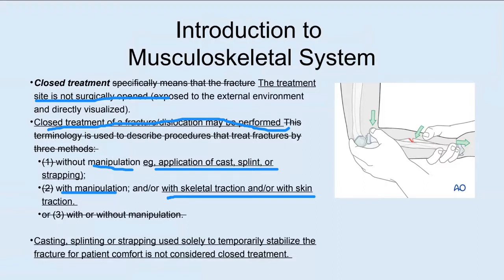Now there's another thing. This is a change, this last sentence. Casting, splinting, or strapping used solely to temporarily stabilize the fracture for patient comfort is not considered closed treatment. So that's not a definitive treatment. That's just to make the patient more comfortable. And that's not considered closed treatment.